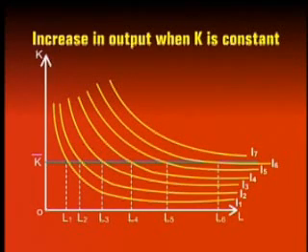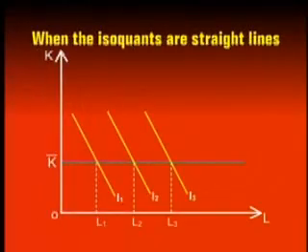Now think of what would happen if the isoquants were not bowed in towards the origin. That is, if they were straight lines. If they were straight lines, you can see that the gaps would remain equal. And this illustrates how the diminishing marginal returns law is embedded in the bowed in shape of the isoquants. There would be no diminishing returns if the isoquants were straight lines as they are shown here.